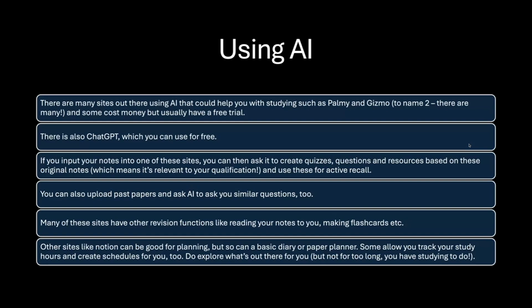And obviously, there's also things like ChatGPT, which you can use for free. And you can use that for various purposes in terms of getting you organised. If you say all your subjects and how long you've got to study and so on, it might make out a study timetable, for example, for you. If you input your notes into one of these sites, including ChatGPT, you can then ask it to create quizzes for you, exam questions, resources, rewrite the notes for you, whatever you want the AI to do. If you put in the original notes, and this is important, it means that the notes are relevant to your qualification.